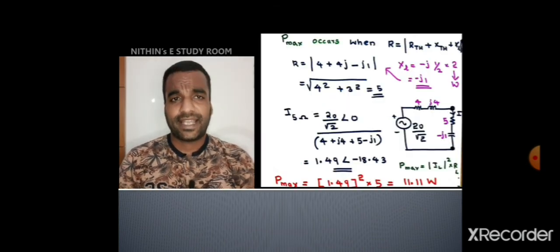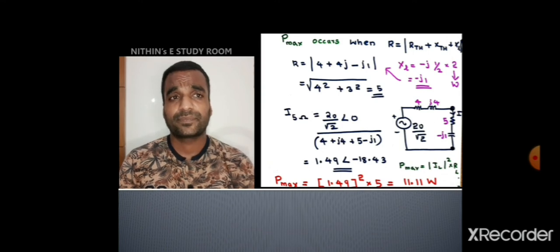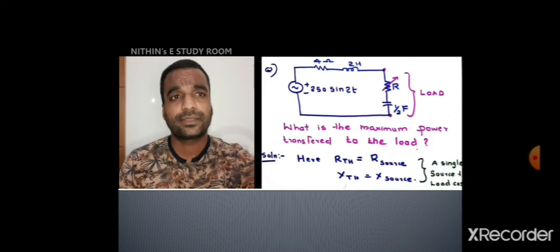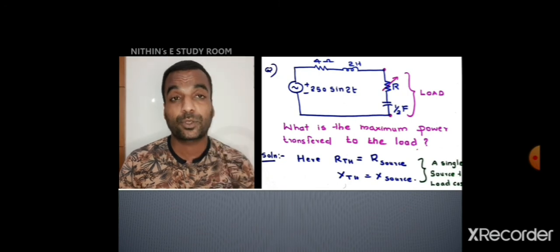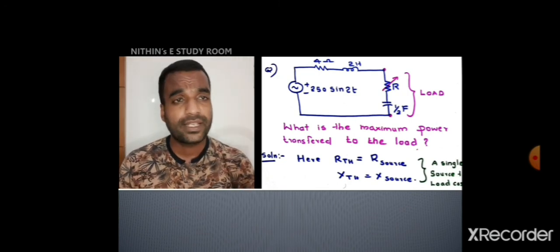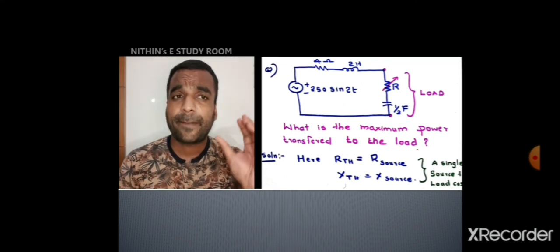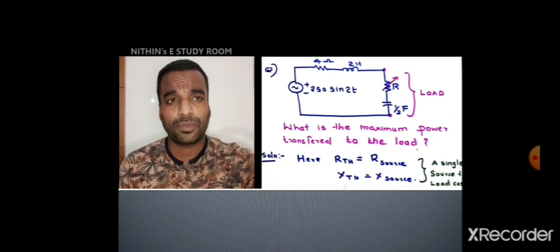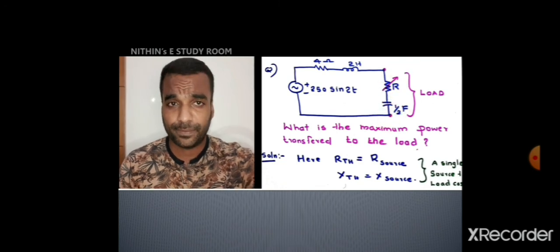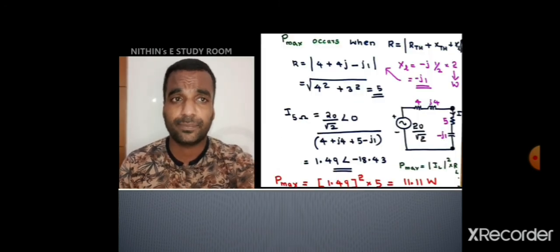And we know it is a case 3 problem. Why is it case 3? Only resistance is permitted to vary in the load. In the load side, we can vary only the resistance, because the capacitor is fixed in this problem. You can see here, the capacitor is a fixed one and the resistor is a variable resistor. So it is a case 3 problem.